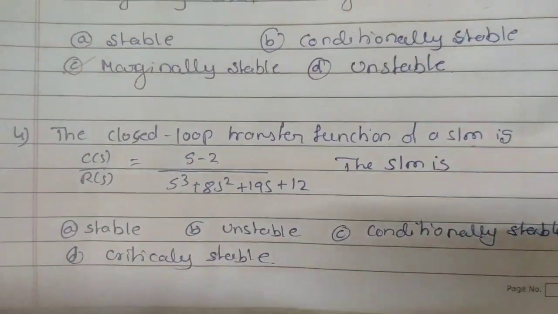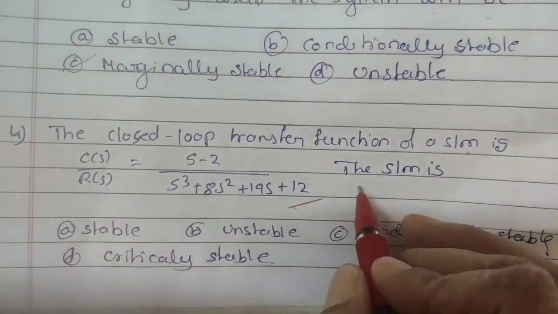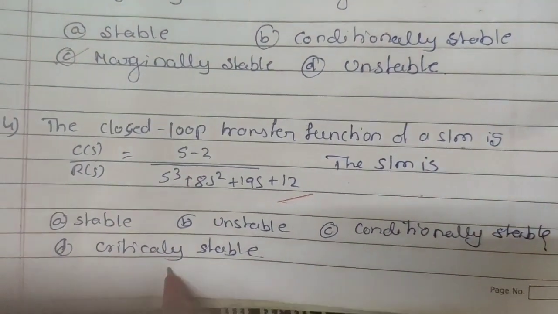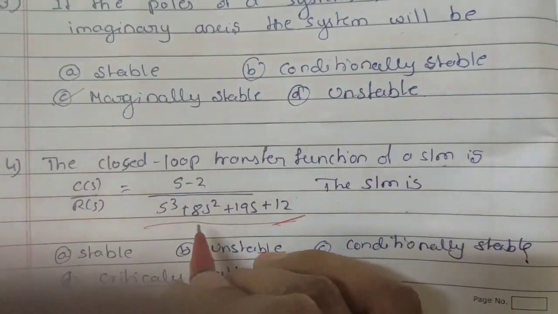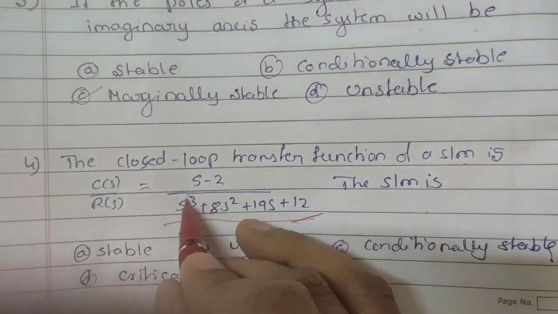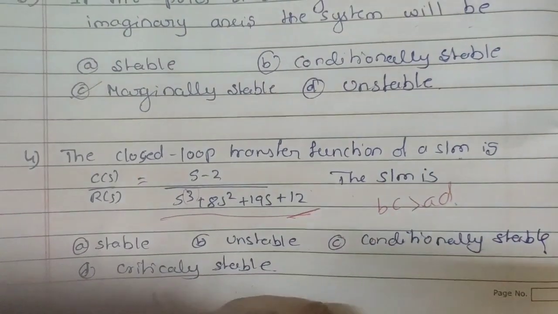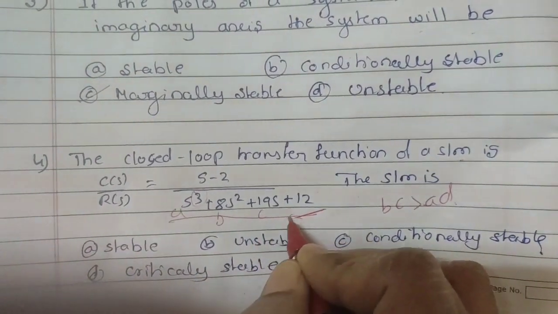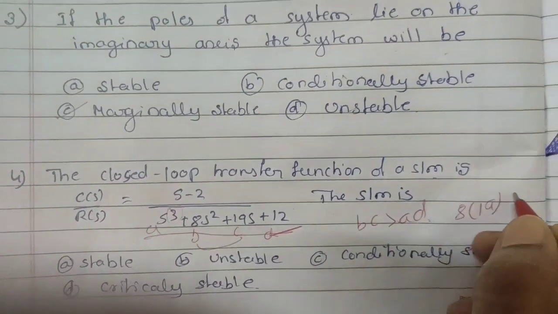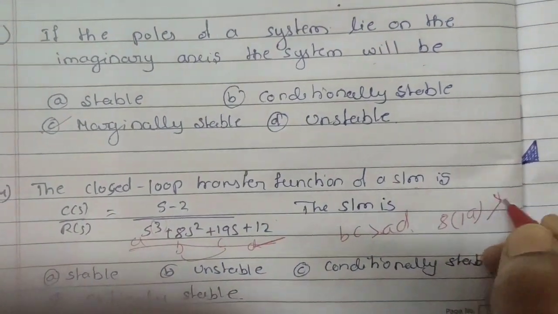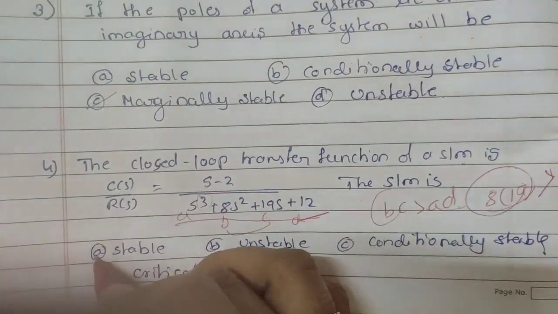The closed loop transfer function of the system is C(s) divided by R(s). The system is stable, unstable, conditionally stable, or critically stable. We have to tell. This is the characteristic equation, of third order since it has s to the power 3. The condition is BC should be greater than AD, with A, B, C, D. Here BC is 8 into 98, which should be greater than AD, where A is 1 and B is 2. Obviously it is greater, so BC is greater than AD and the system is stable.